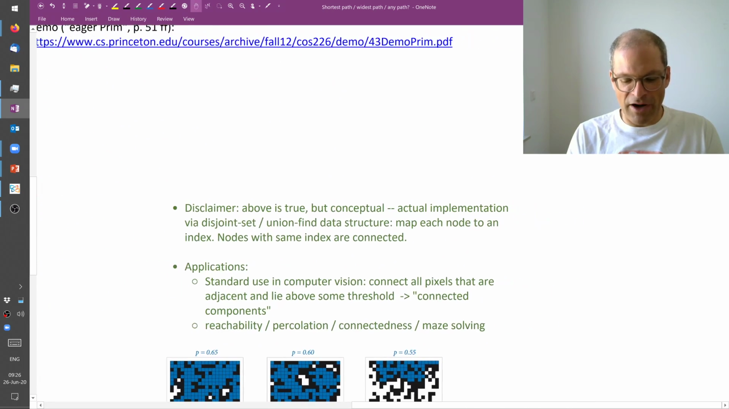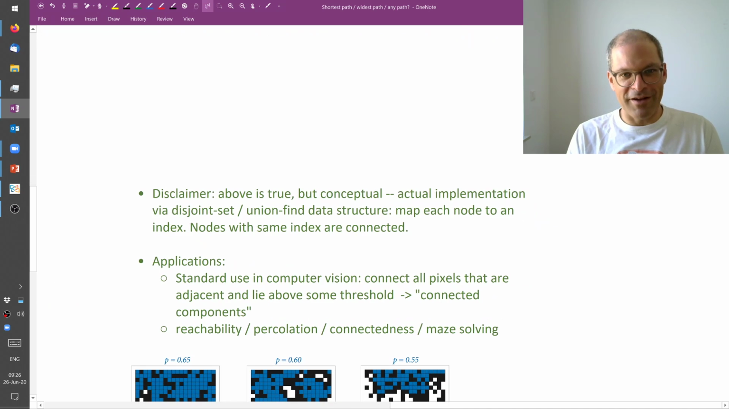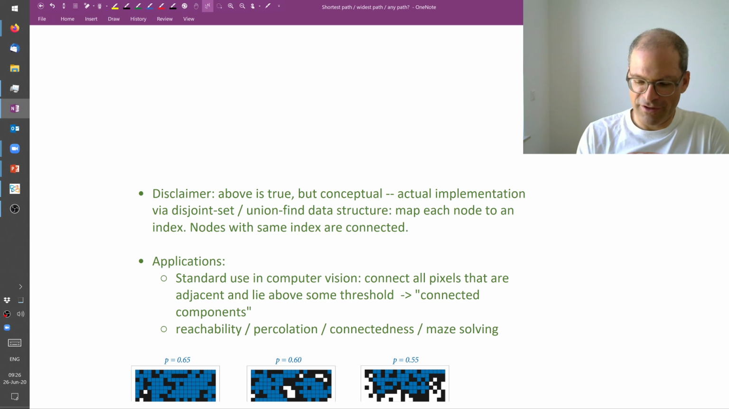And this is the disclaimer I made here. Everything I said is true, but the actual implementation for this question of is there a path, and that's something you've used already or are using in your current exercise, is to use a disjoint set or a union find data structure. Why?